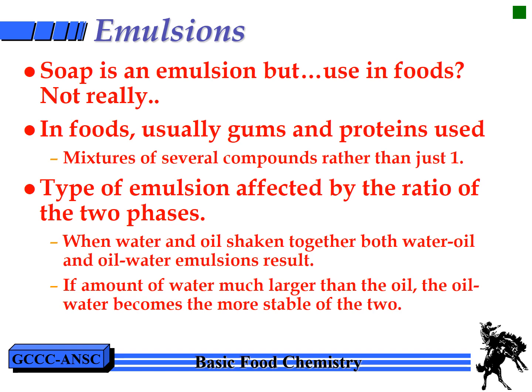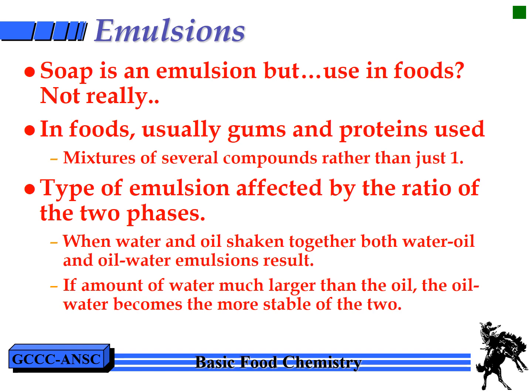Another thing is soap. Soap is an emulsion, but obviously, is it used in foods? Well, for cleaning and that kind of stuff, sure, but as a food, no, not really. So in foods, it's usually gums and proteins that we use as part of this interface, and so we can have mixtures of several different compounds together rather than just one.